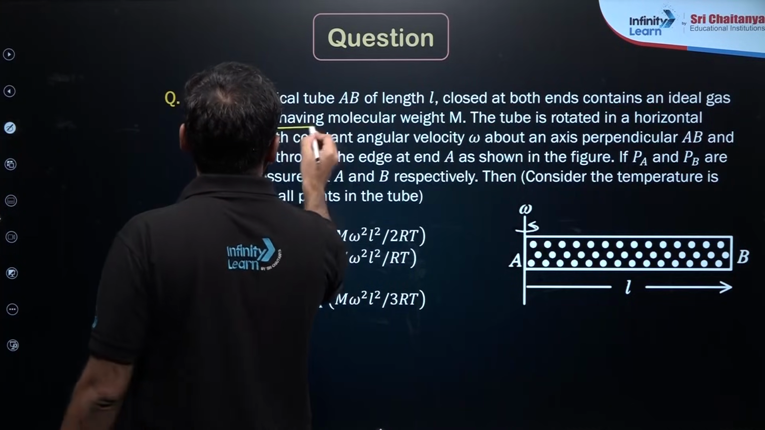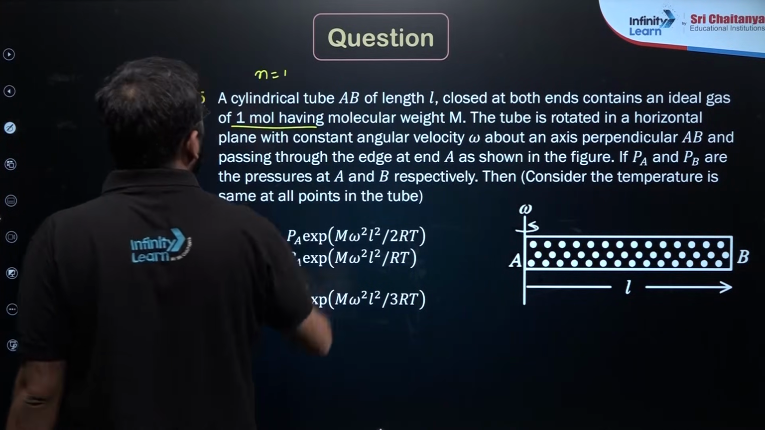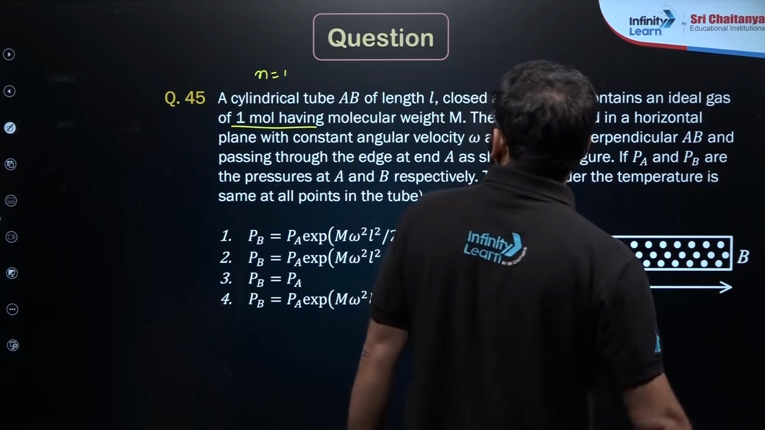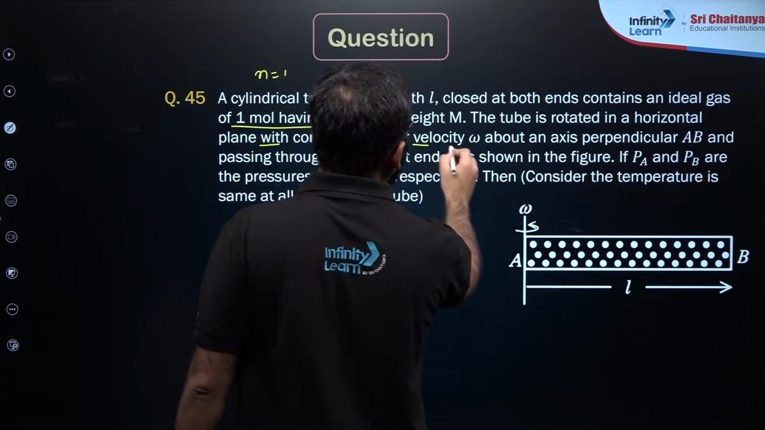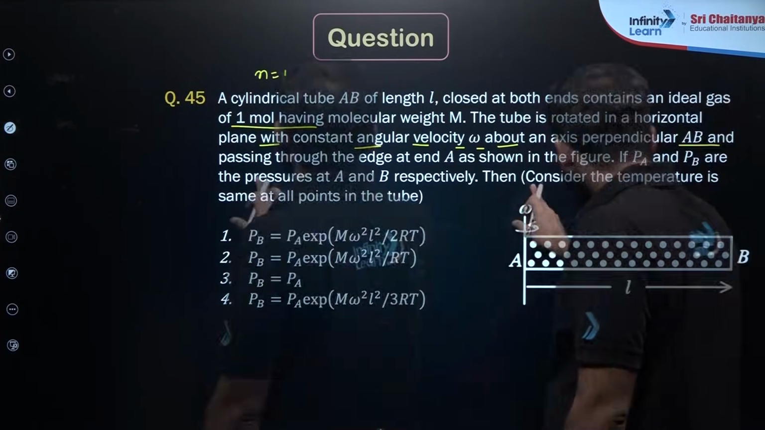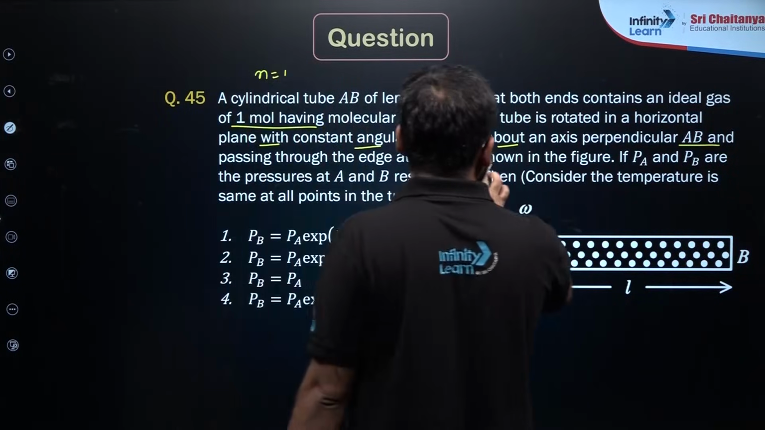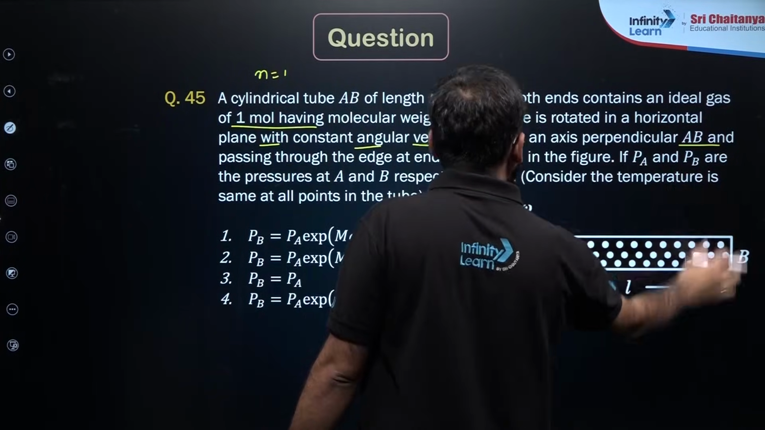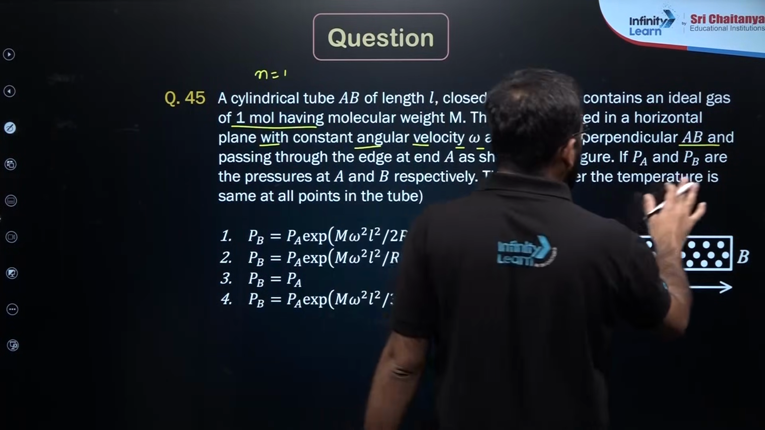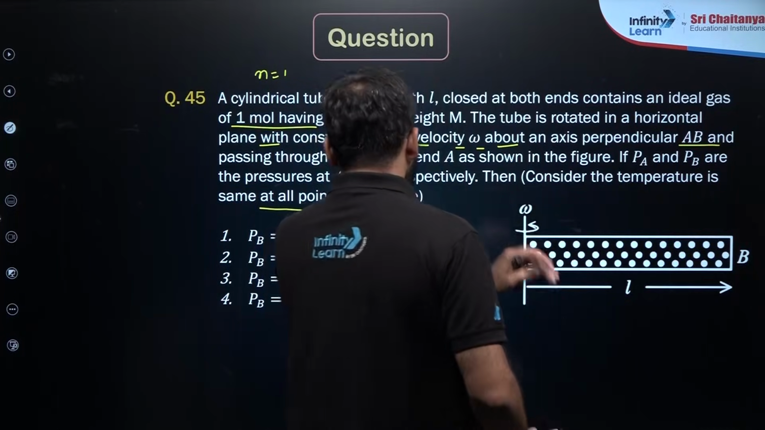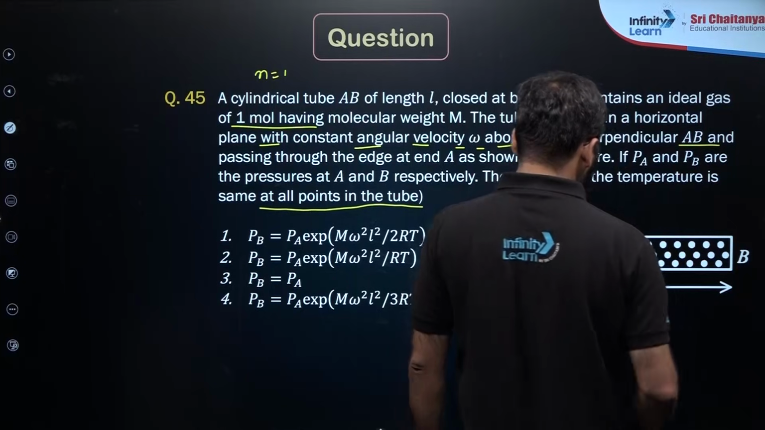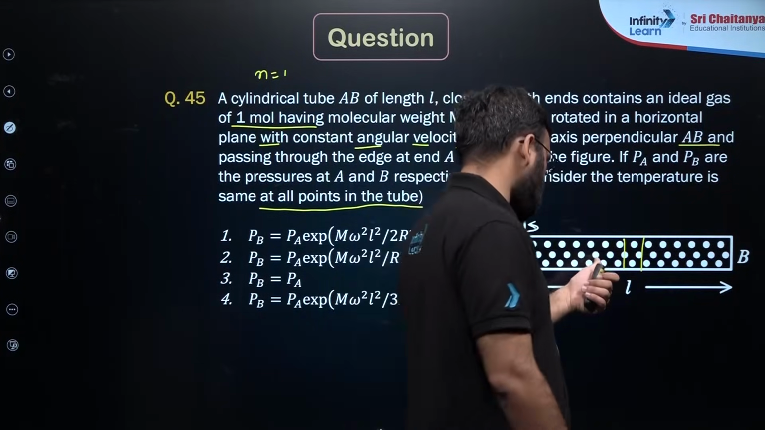Okay, having 1 mole, N equals 1 mole, with molecular weight M. The tube is rotated in a horizontal plane with constant angular velocity omega about an axis perpendicular to AB, passing through the edge A as shown in the figure. If PA and PB are the pressures at A and B respectively, consider the temperature the same at all points in the tube. Beta, just take a small component of this and consider that side pressure is P.